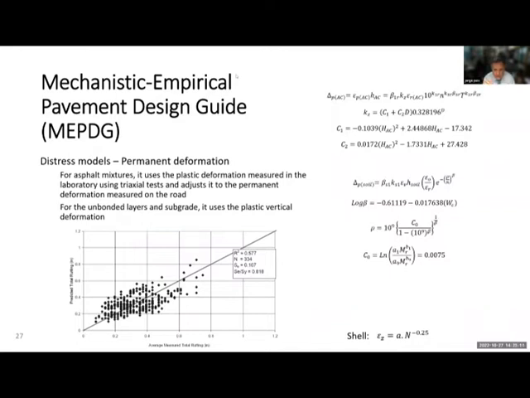Let me show how the main distress models look in the MEPDG compared to the Shell method. So this is the model for the permanent deformation, and as you can see, you have an extremely complex model with a lot of coefficients only to define the permanent deformation. If you look at the Shell one, it is a model with only one parameter.